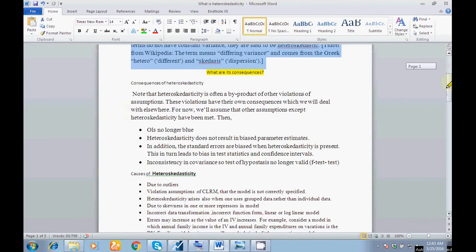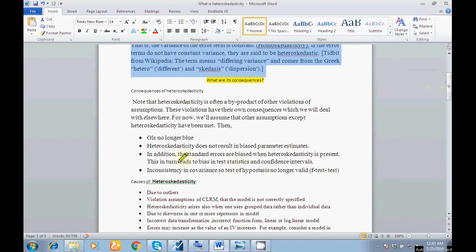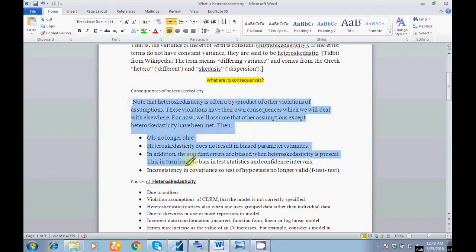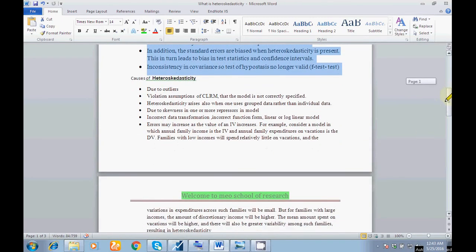Now what are the consequences? Suppose we find heteroskedasticity in our variables or in the model, OLS is no longer BLUE, and we have other consequences. There is too much material that I have added in this file, so please read it yourself. It's not easy for me to read all the lines. Here you can read the consequences of heteroskedasticity.